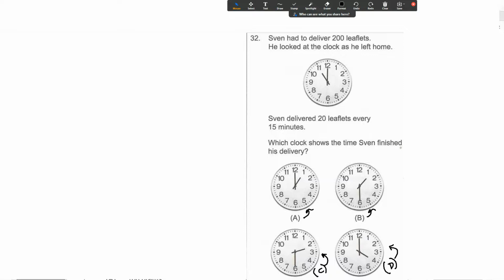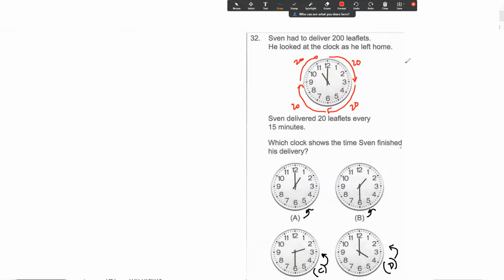So Sven had to deliver 200 leaflets. He looked at the clock as he left home. Sven delivered 20 leaflets every 15 minutes. Each time it was 15 minutes. Yeah, so 15 minutes is from there till there, right? And how many does he deliver? 20. Then he goes from there to there, 20. Now remember, that's the big hand. It's 11:30 now. 20. Again, 20, then it's 12 o'clock.